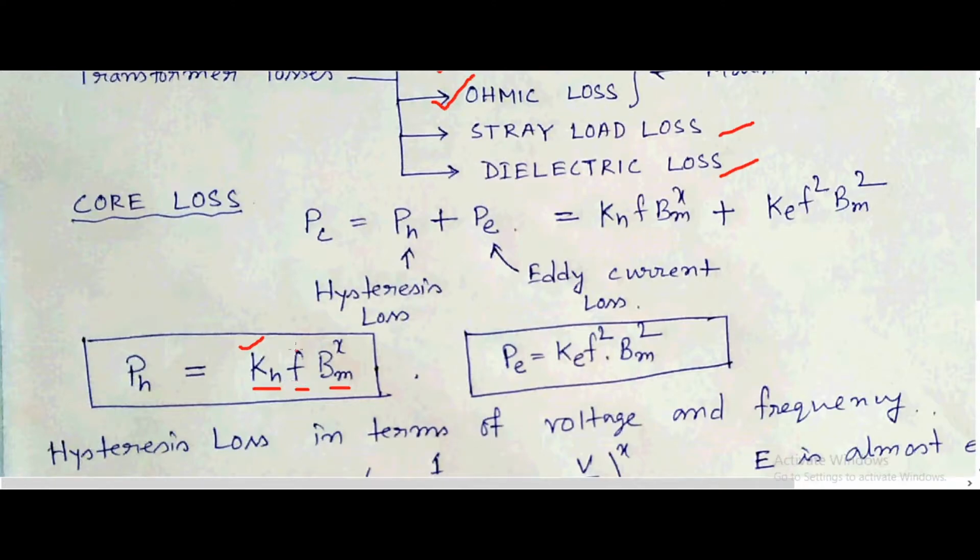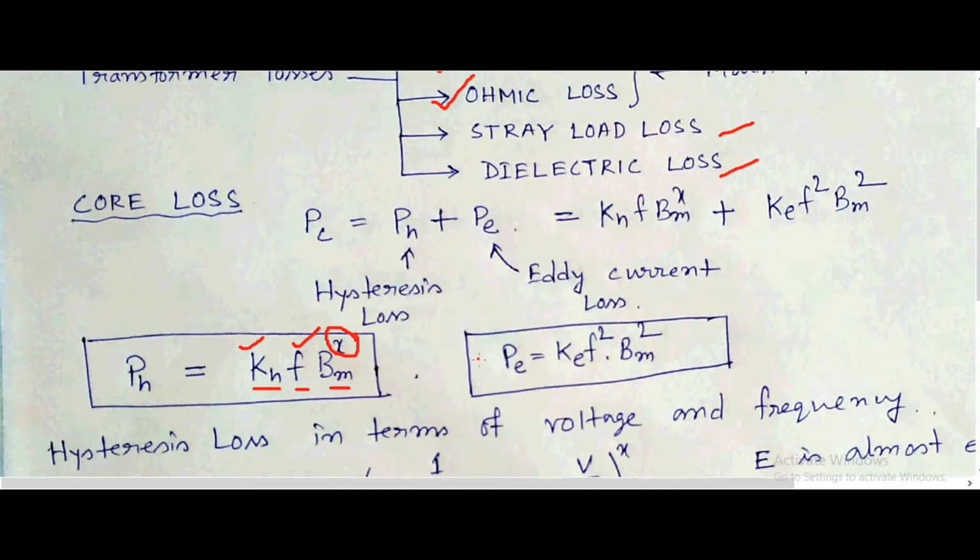F is the frequency, that is the alternating flux frequency. B_m is the maximum flux density, whereas x is a constant called the Steinmetz constant, and this value will vary from 1.5 to 2.5 and depends on the magnetic property of the core material.